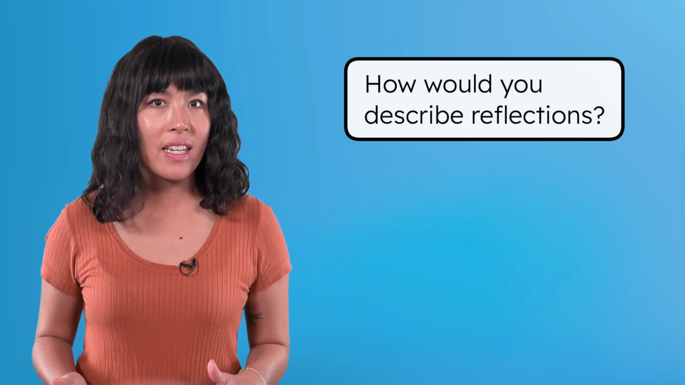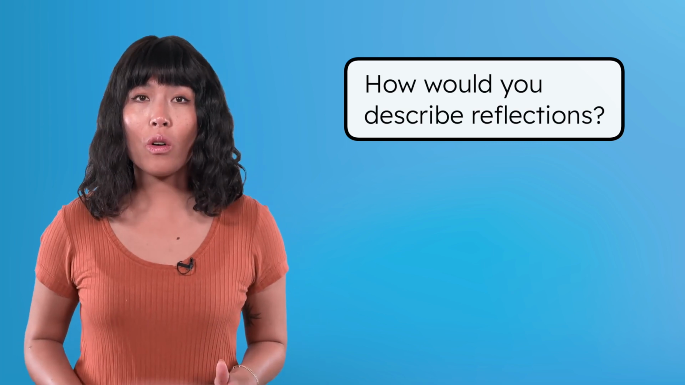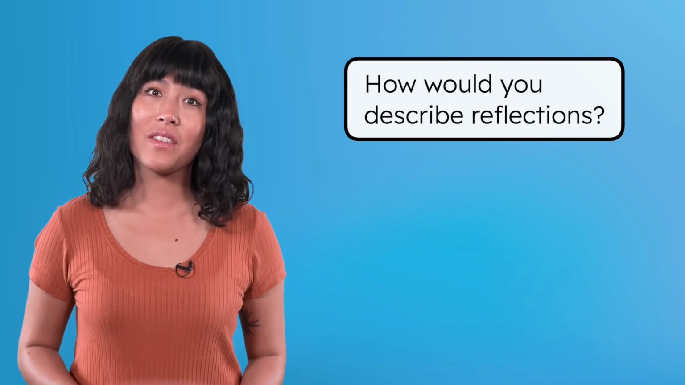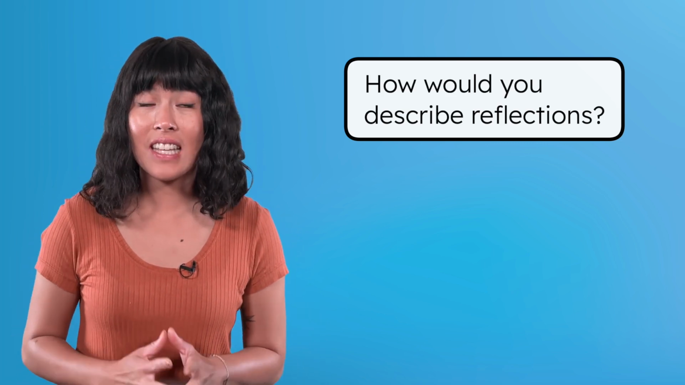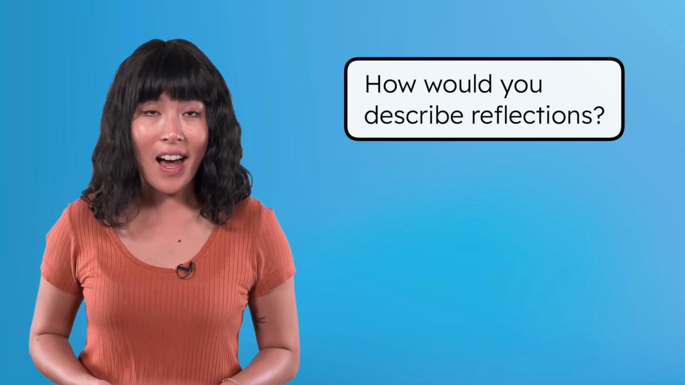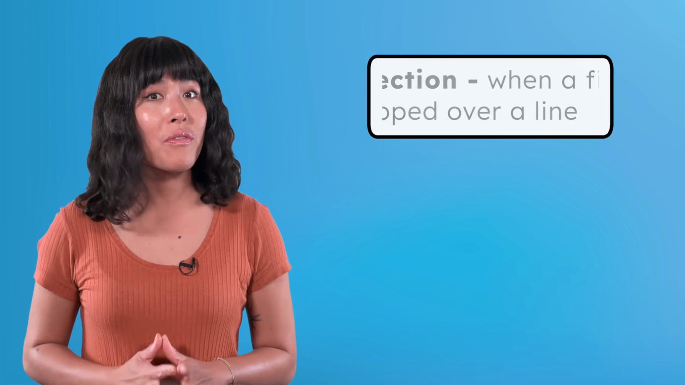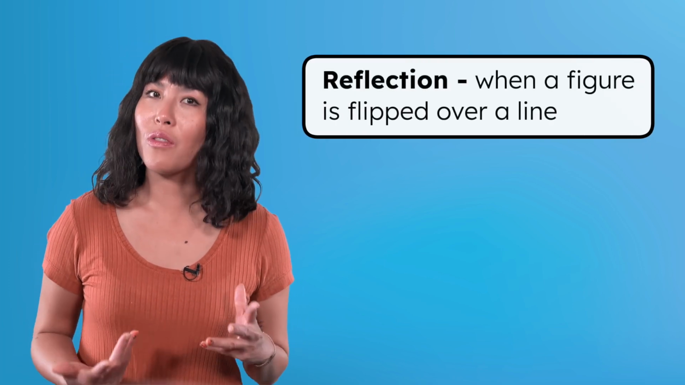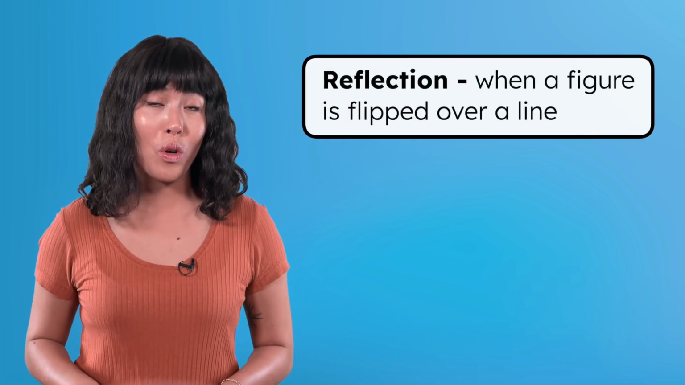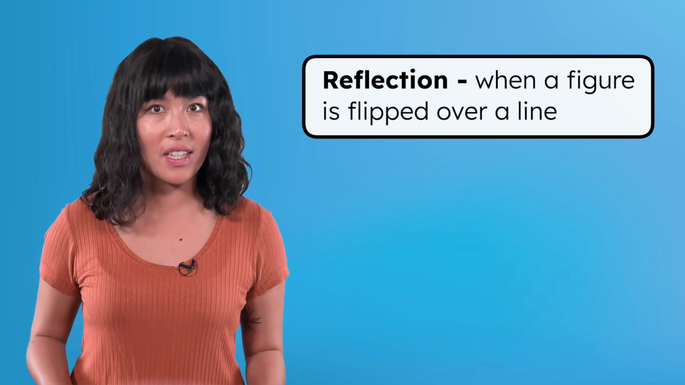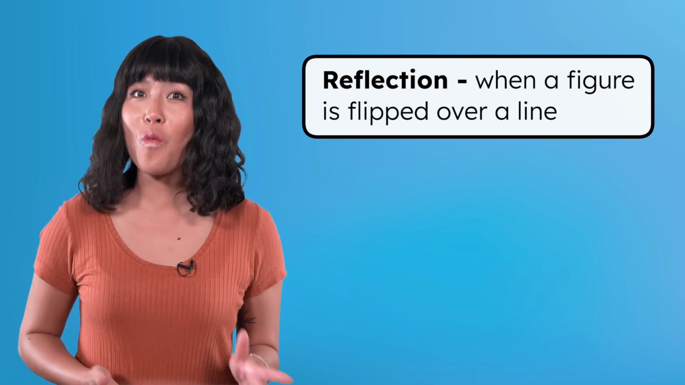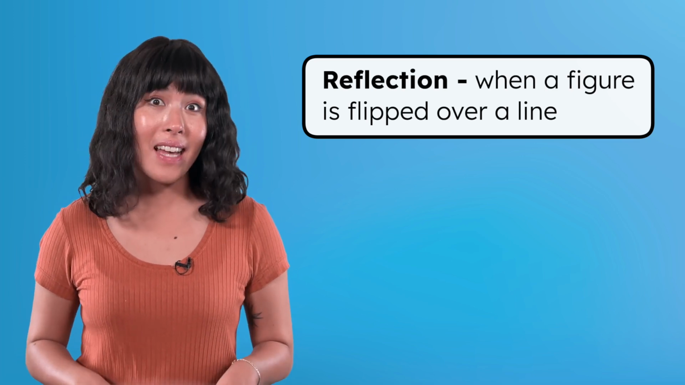Maybe you said reflecting is like flipping a figure or taking its mirror image. Or maybe you imagined the same figure flipped over a line. If so, you're absolutely right. A reflection is when a figure is flipped over a line. In this lesson, we'll reflect figures over 2 different lines, the x-axis and the y-axis. Let's start with the x-axis first.